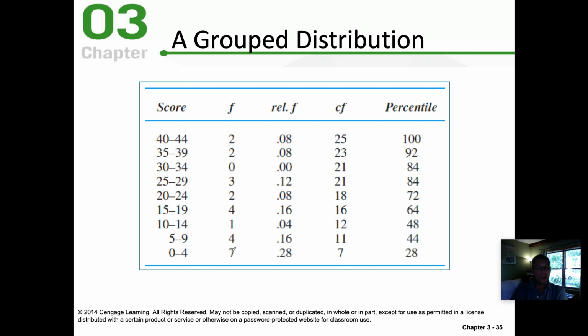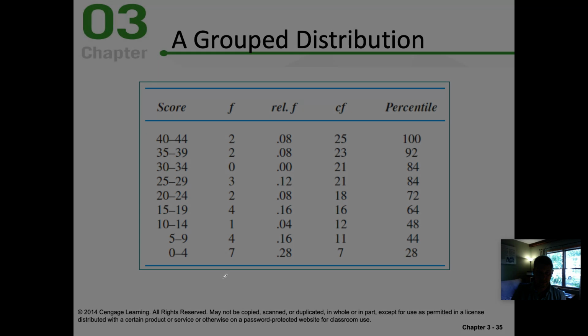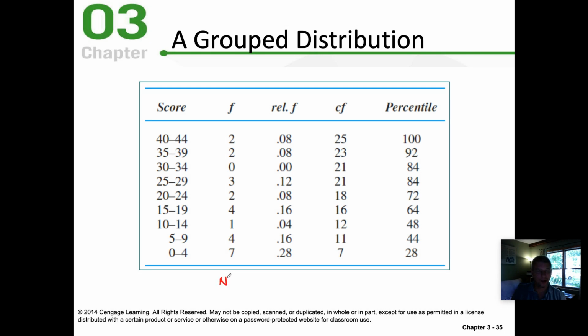7 people scored a 0 to 4. 4 people scored 5 to 9. 1 person scored 10 to 14, and so on. Another thing that would be good to know is the number of scores that I have here. So 2 plus 2 is 4. Plus 3 is 7. Plus 2 is 9. Plus 3 is 13. Plus 1 is 14. Plus 4 is 18. Plus 7 gives me an n equals 25.